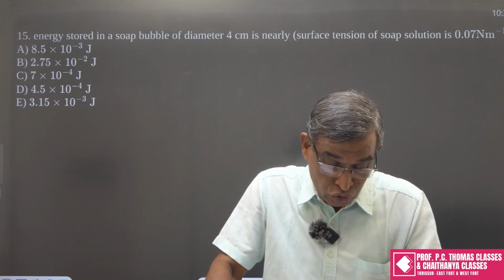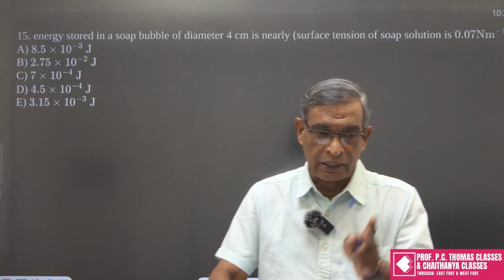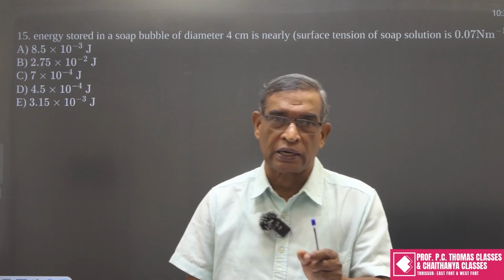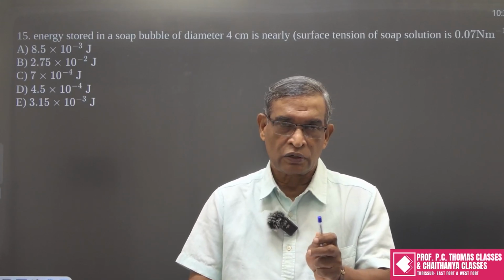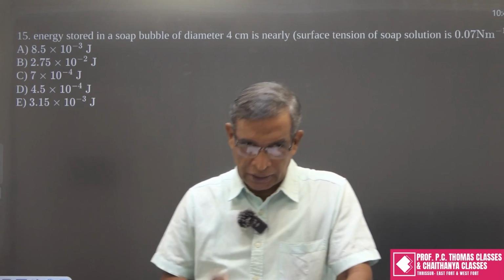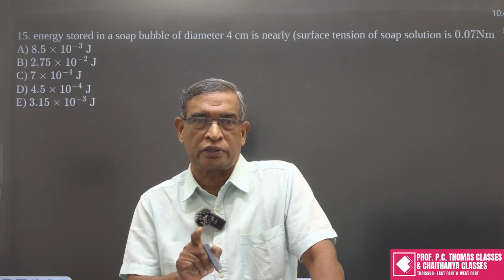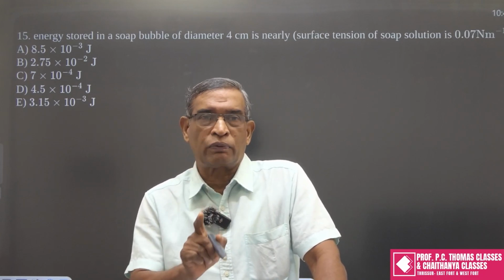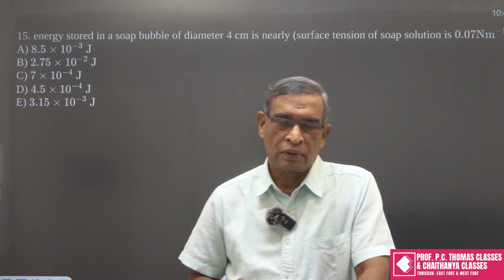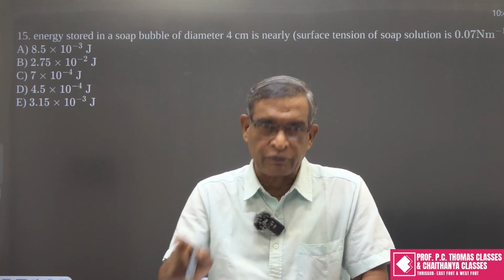Since it is a soap bubble, it has got two free surfaces. Each free surface per unit area possesses surface energy, whose value is numerically equal to surface tension. Surface energy is the potential energy per unit area of a free surface of a liquid. Numerical value same as surface tension. Then what is the total energy? Total free surface into surface tension.